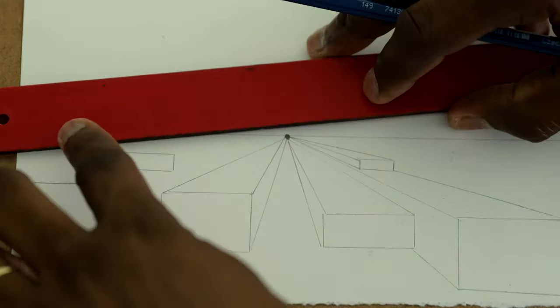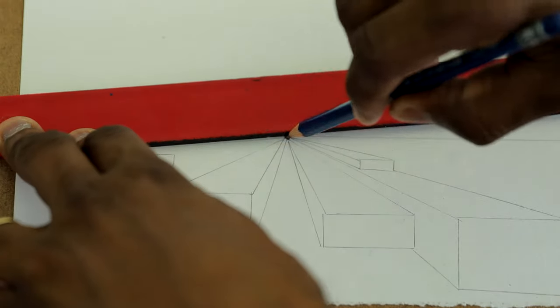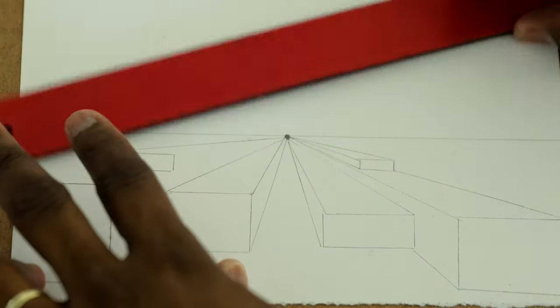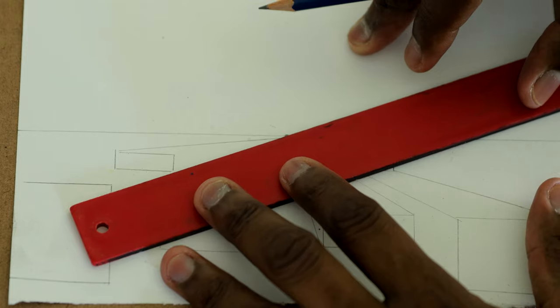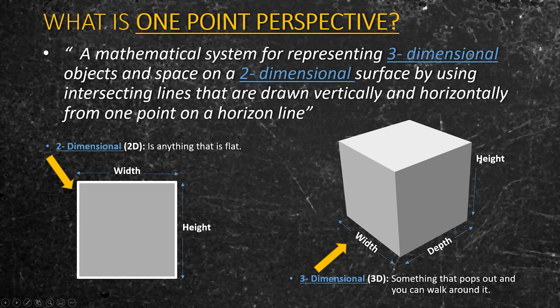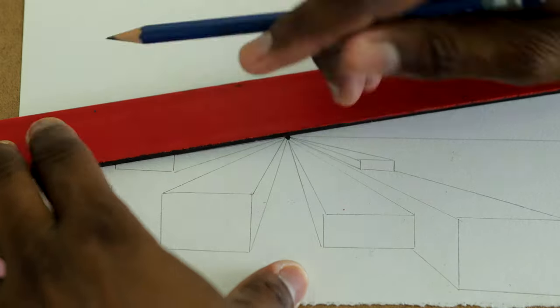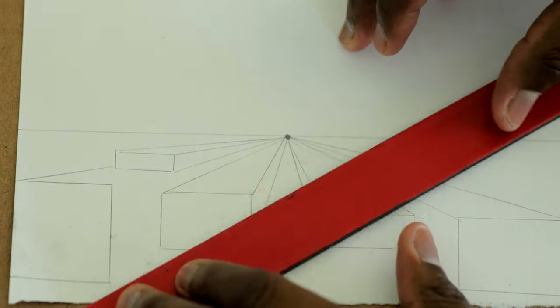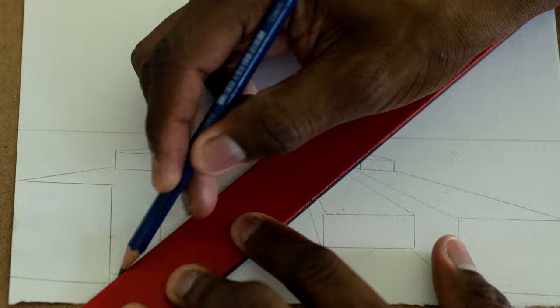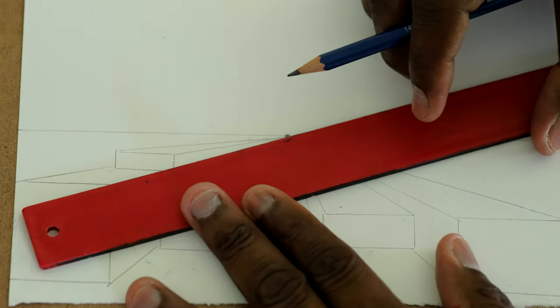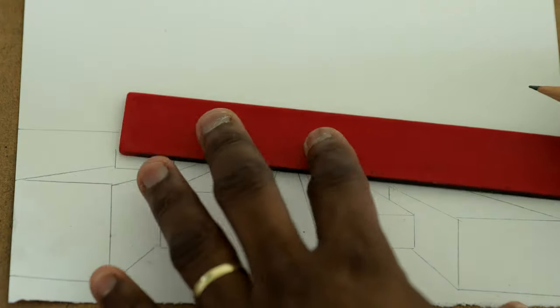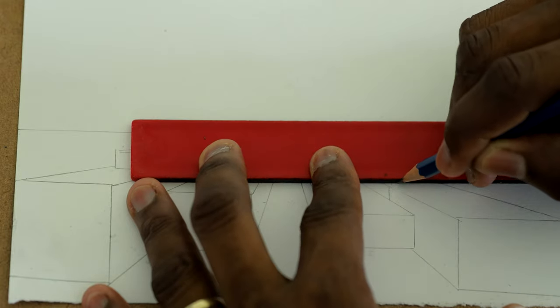though it is three-dimensional. 3D or three-dimensional, on the other hand, means that it is something that has height, width, and depth. Depth is the size of the object that makes things look 3D or pop out. In some ways, you can walk around it, such as a table or chair.